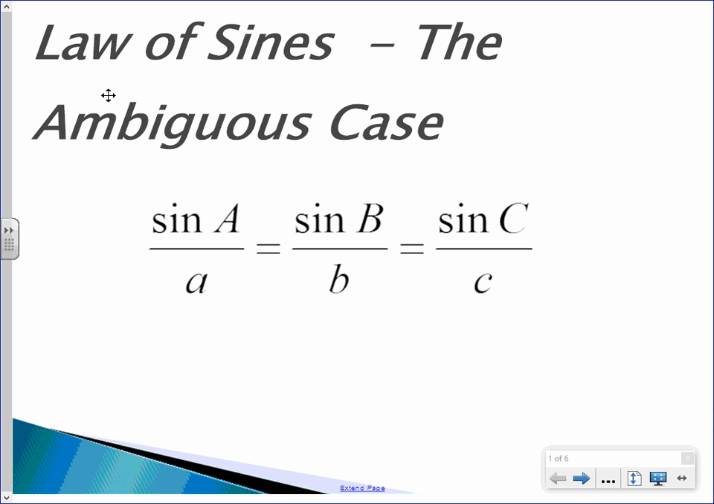Yesterday we talked about the law of sines, but we talked about only 2 of the 3 cases, right? Yesterday we did examples involving angle side angle or angle angle side. What was the 3rd case that we can use for the law of sines?